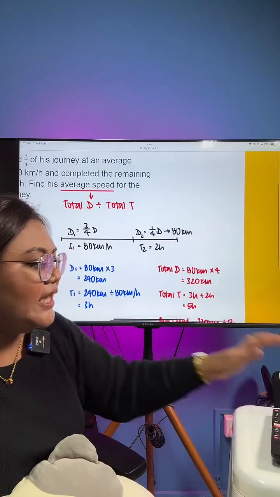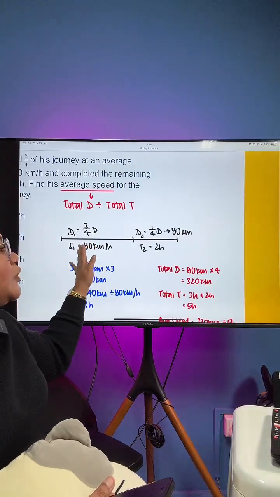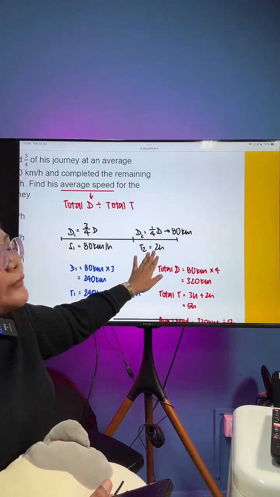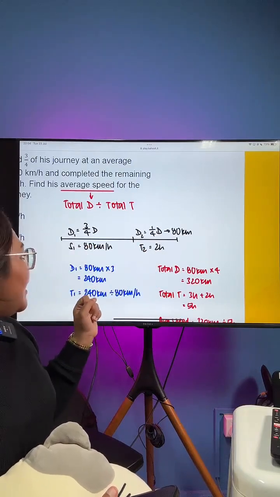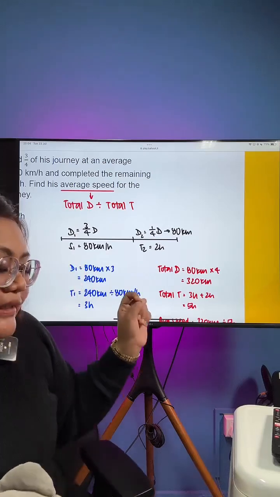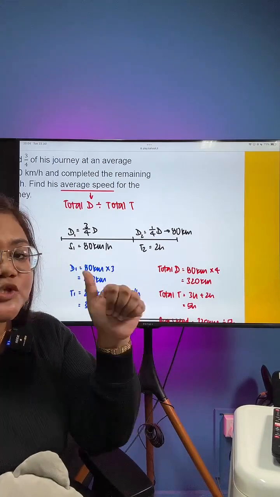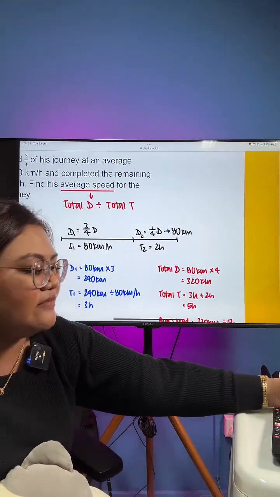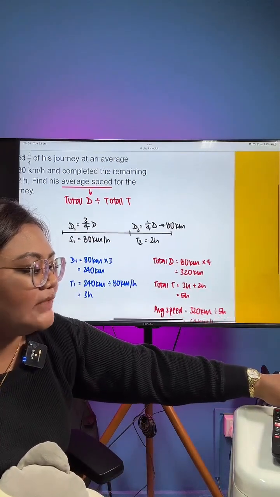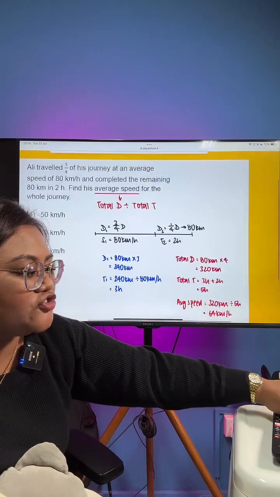And then for the first part of the journey, we don't have the time. Second part, we do have the time. First part, we don't have, so we've got to find it. Because we need total distance and total time, we need time 1 to help us. Time 1 will be distance divided by speed. So 240 divided by 80 will give us 3 hours.